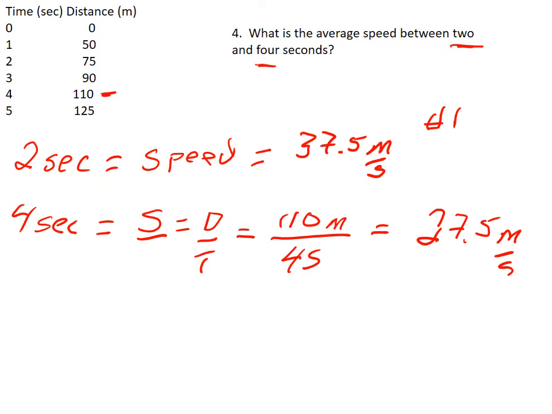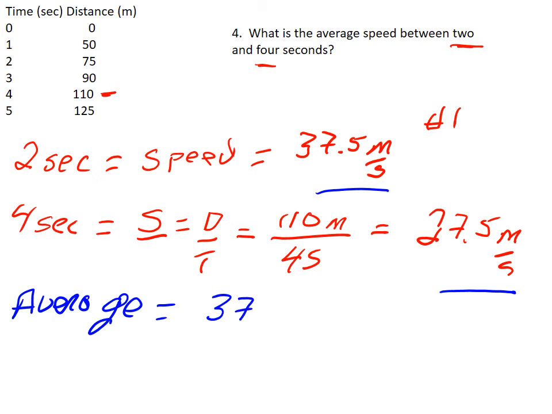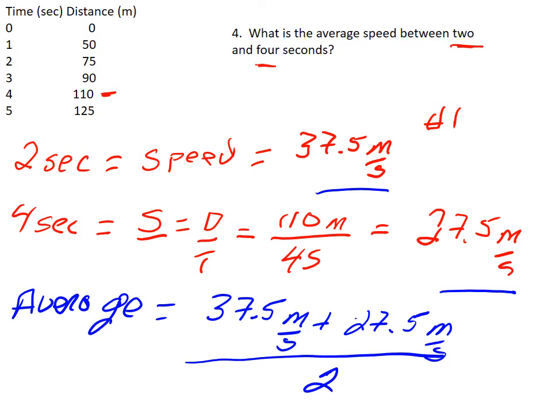And 2 seconds, so we got 4 seconds here and 2 seconds. So we need to do an average. Again, we just add the two together. We have 37.5 meters per second plus 27.5 meters per second. There's 2 of them, so we divide it by 2. When you add the 2 numbers together and divide, you would come up with 32.5 meters per second as your answer. That's a little better.